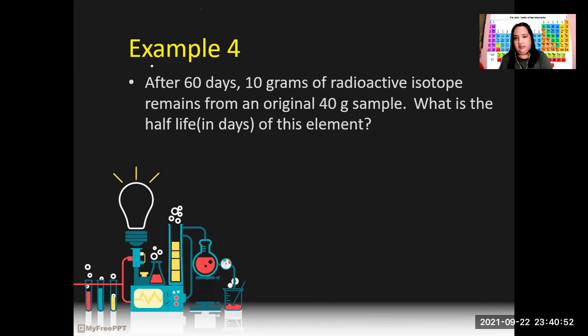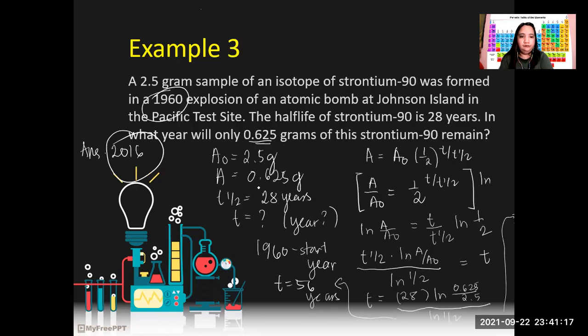So 60 days, so that is t, 60 days. And then we have 10 grams from an original 40 grams. So A0 here is 40 grams. A is 10 grams. So what are we looking for? We're looking for t 1/2. You can actually just go back here and derive an equation. As you can see here, we can use this one.